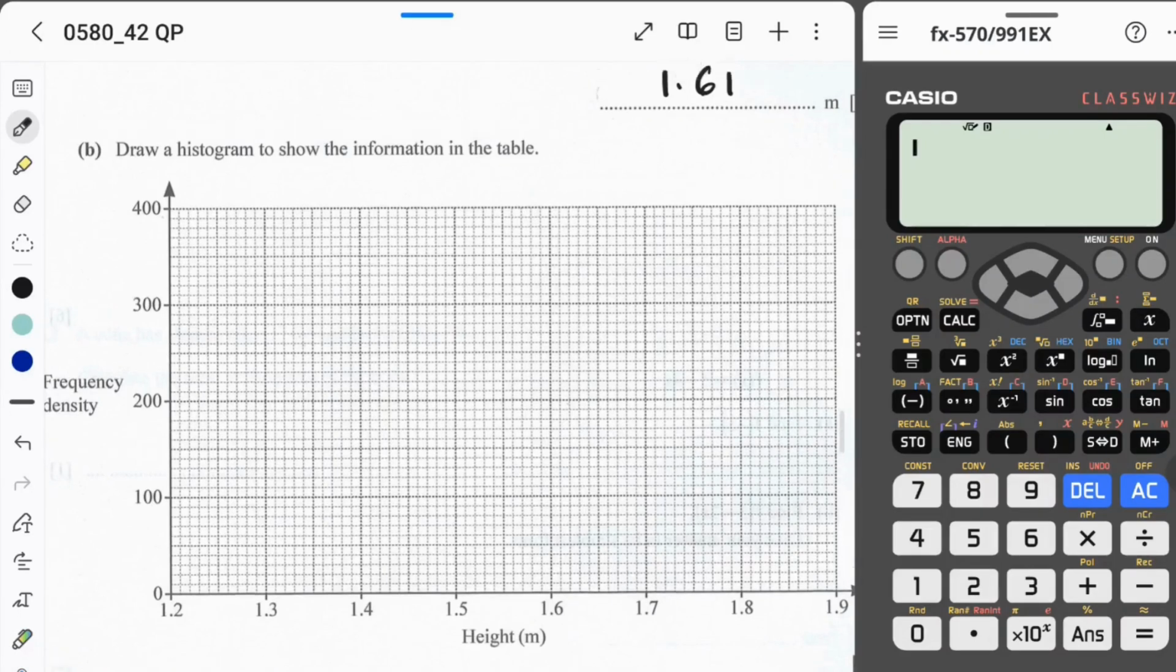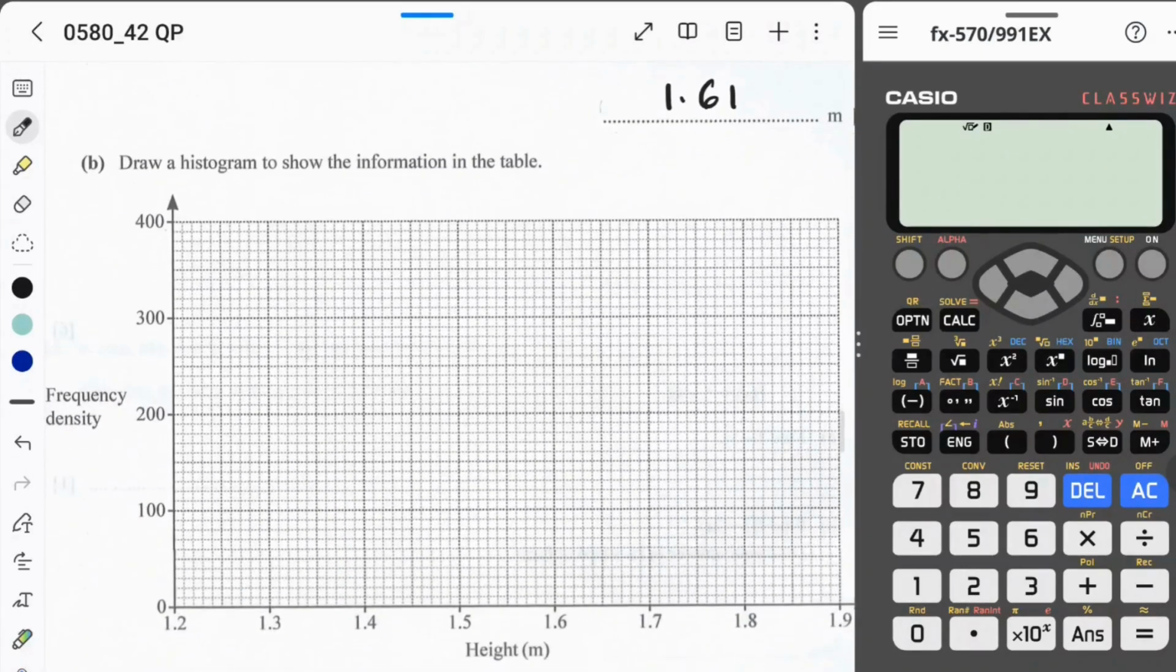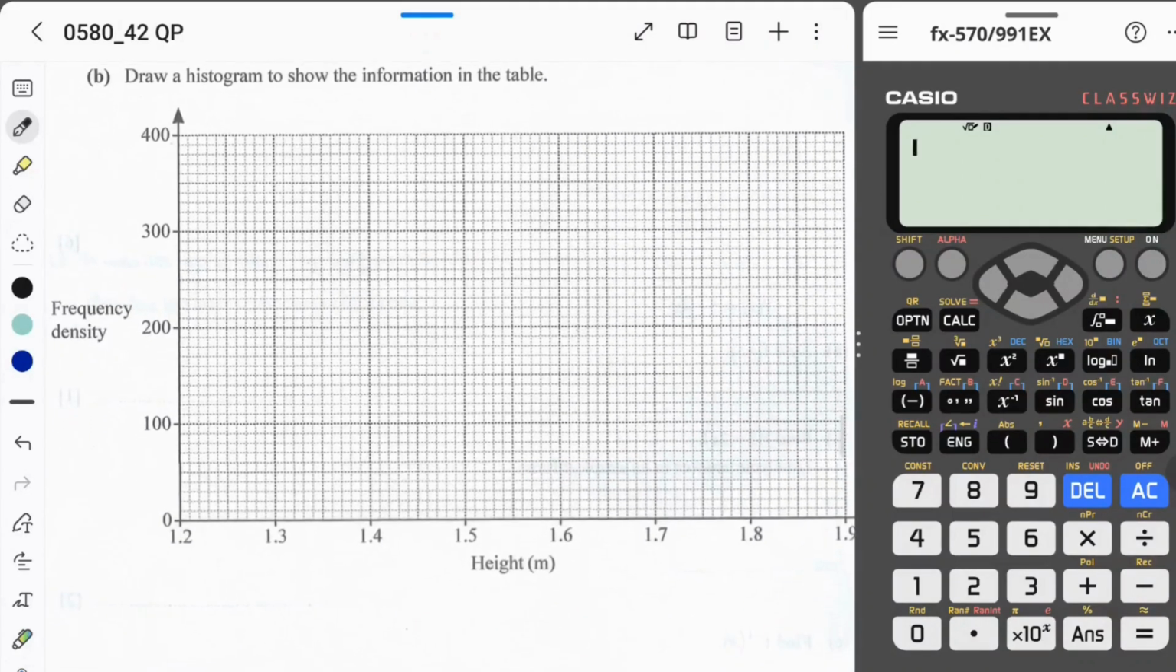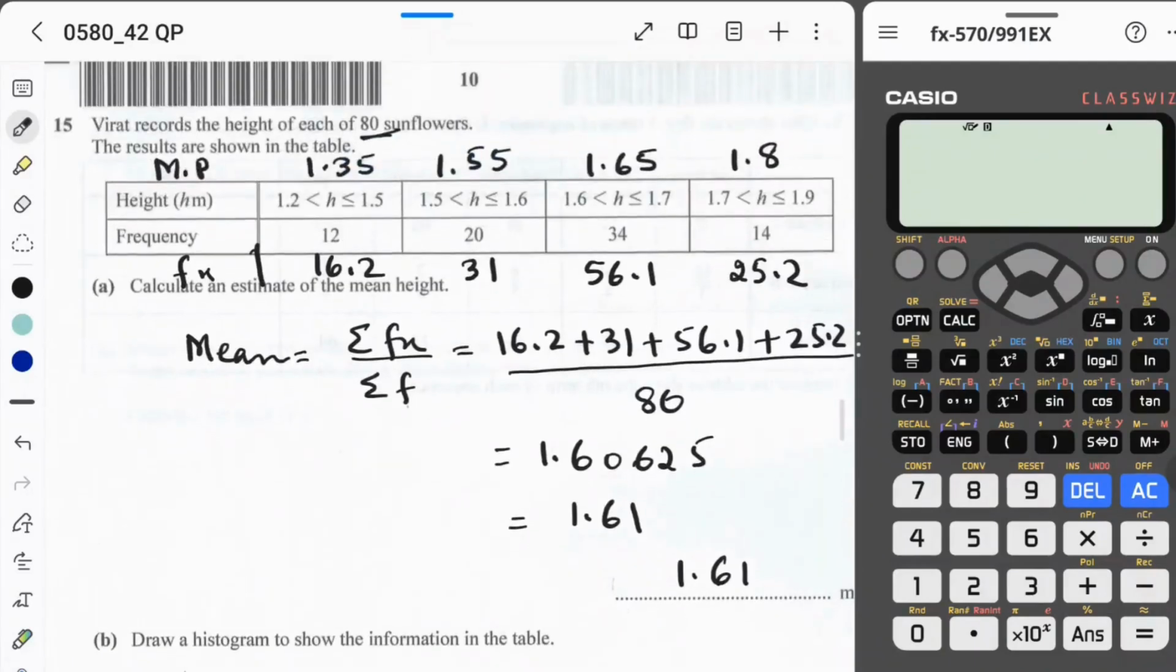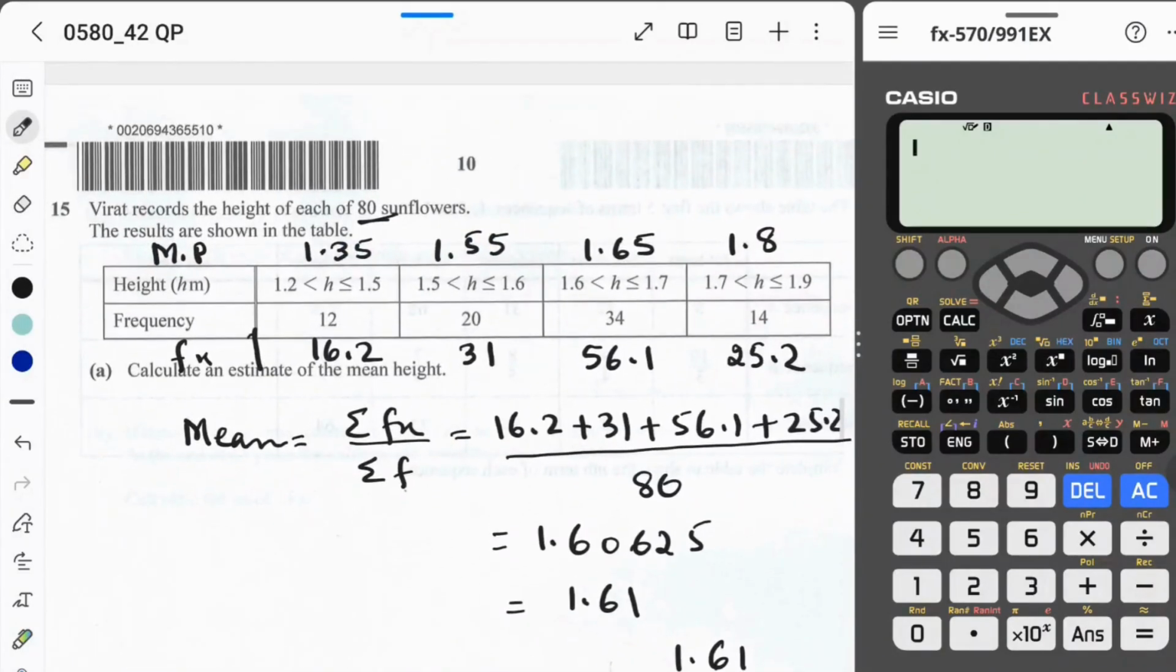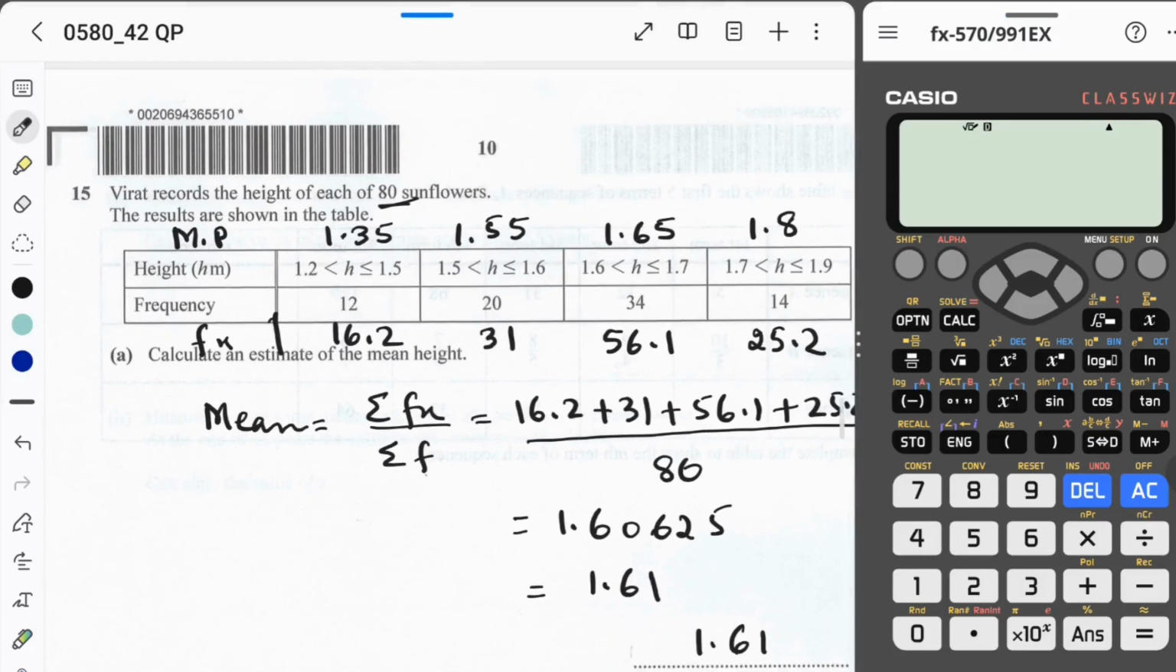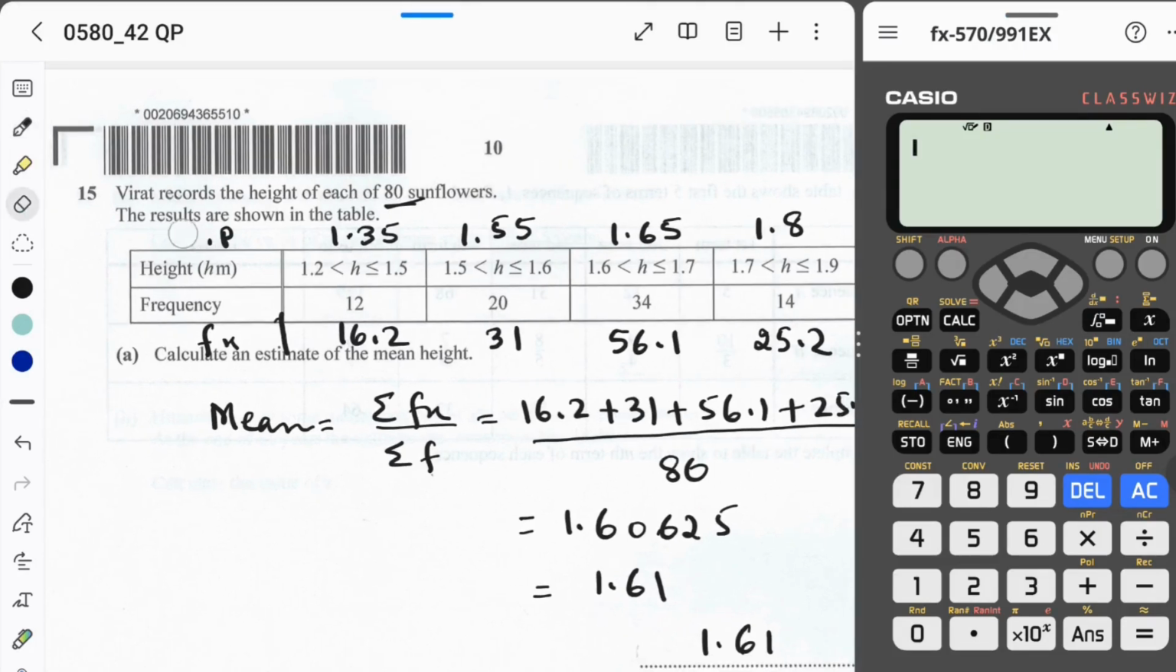As we know that the class widths were different, so we need the frequency density, and frequency density is frequency over class width. Let's first find the class width of each one, and then we can find the frequency density. First find the class width here. So I'm erasing the midpoints. Alright, so for the midpoints, find the difference. 1.5 and 1.2, the difference is only 0.3. So the class width is 0.3 here.